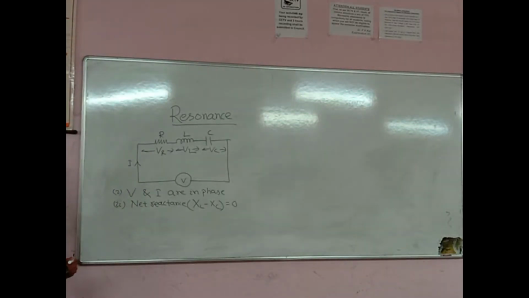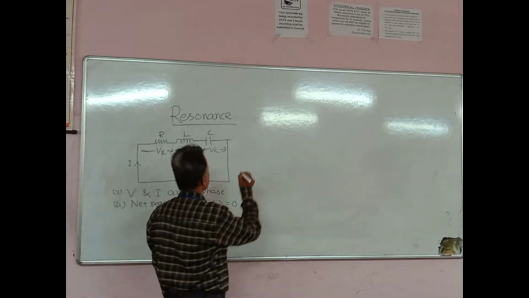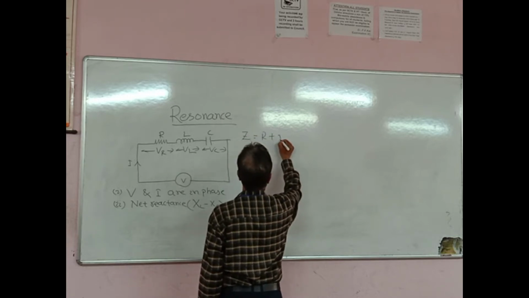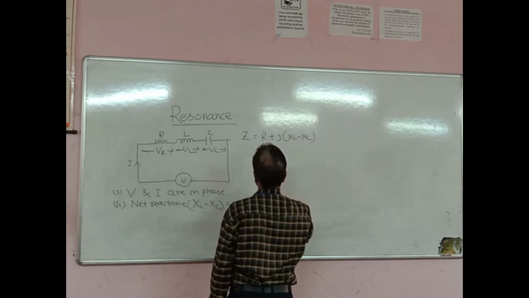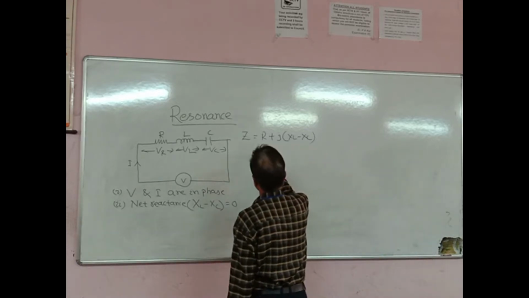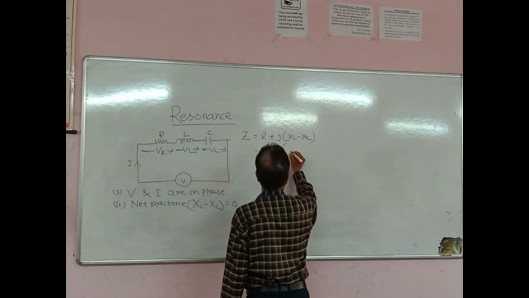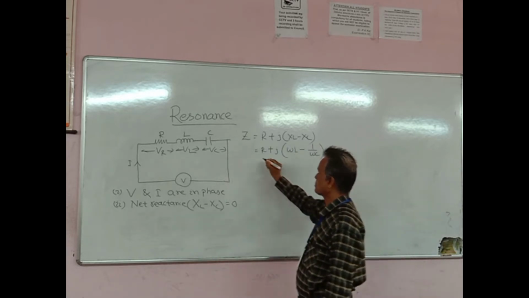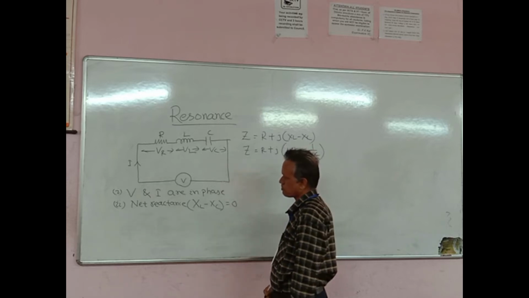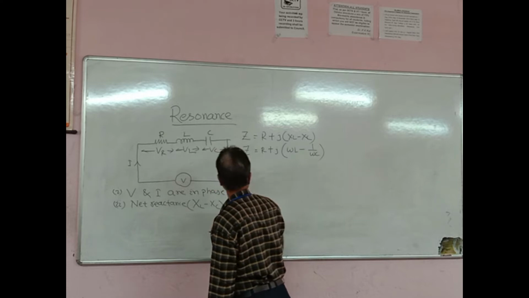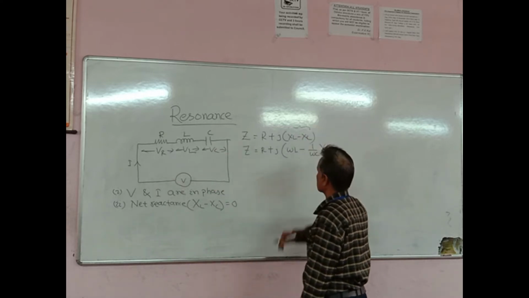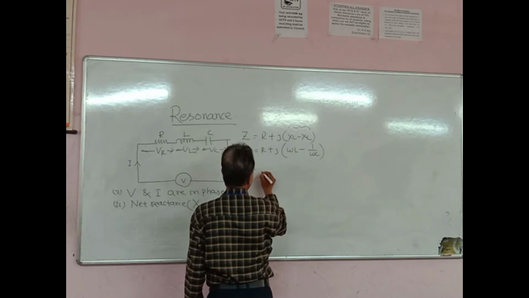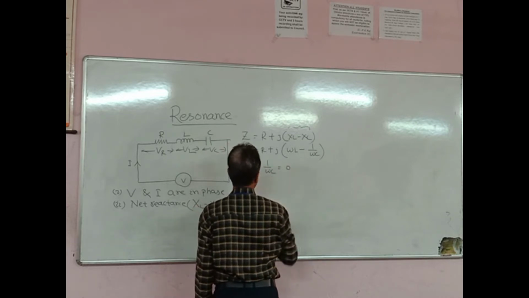So suppose in this type of circuit, first of all find the impedance. So Z is equal to R plus j(XL minus XC). Okay. So we can write it also as R plus j(XL, omega L, minus XC, 1 by omega C). So this is the expression of impedance. So in this case what happens? In resonance condition the net reactance is 0. That means this portion XL minus XC must be 0. So that we will get omega L minus 1 by omega C equal to 0.